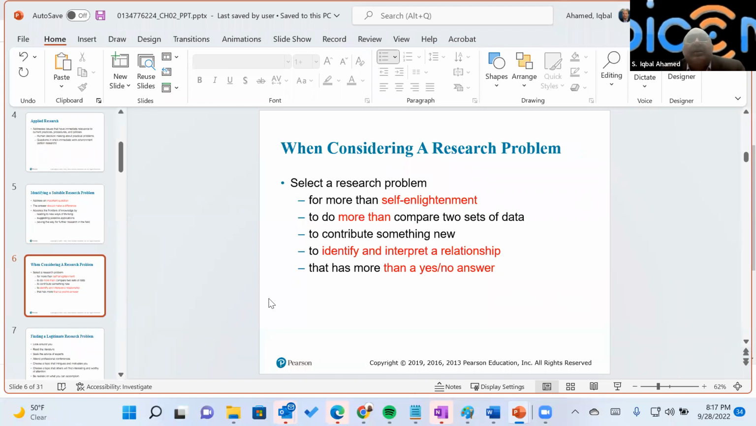If you think about a yes or no answer, we need to go beyond that, right? Even if it is yes, why is it yes, why is it no? What are the things we need to do, change, so that it changes?